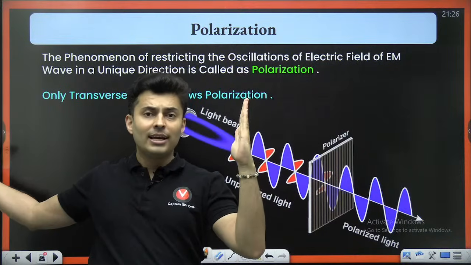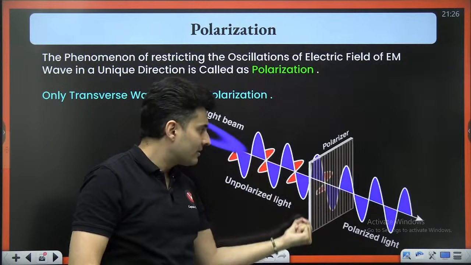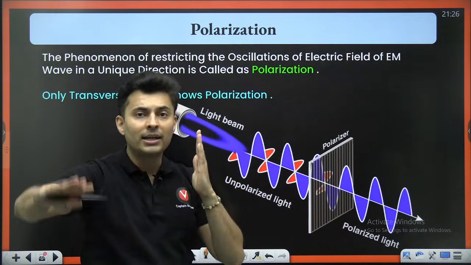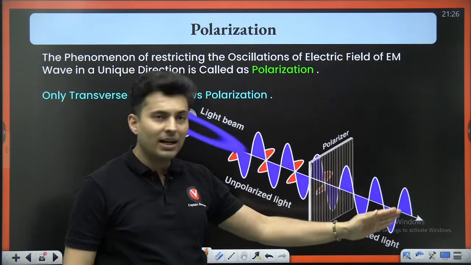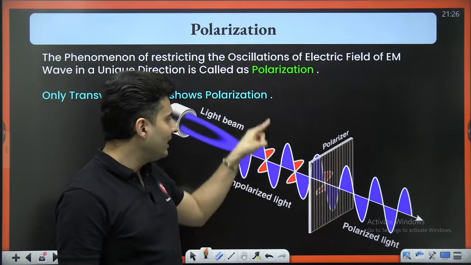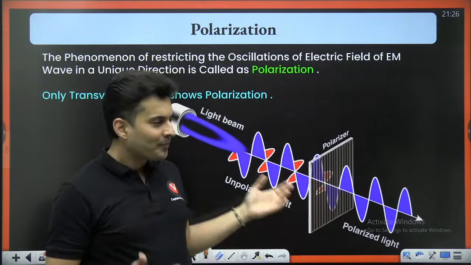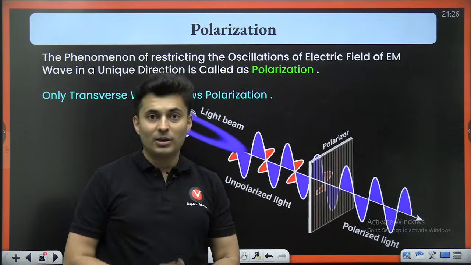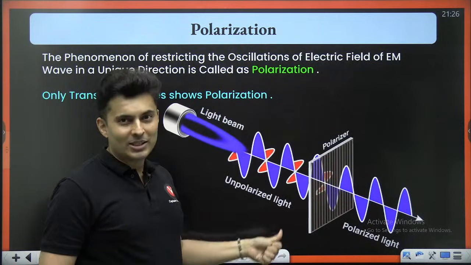Any electric field component which is perpendicular to the slits is eliminated. So if an electric field like the red one is there, it will not come out of it. Only the fields in this vertical direction will come out. That is the meaning of the word polarization. This can only happen with perpendicular oscillations.